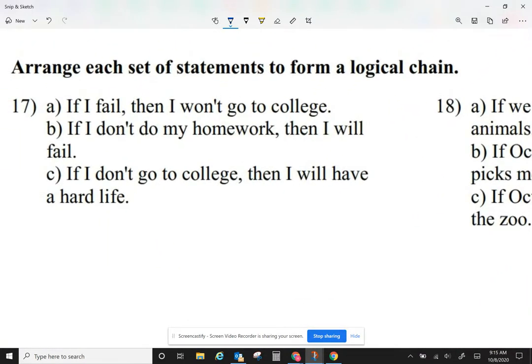Number 17. If I fail, then I won't go to college. For statement B, if I don't do my homework, then I will fail. Notice how statement B ends with I will fail. But statement A says if I fail. So the way B ended is how A started. So that's how I know B comes before A.